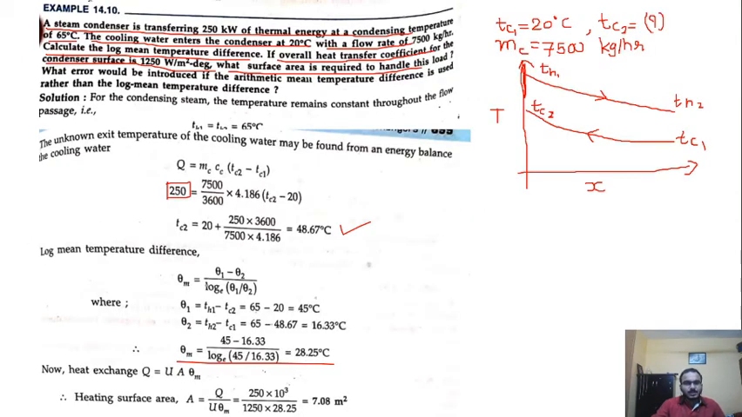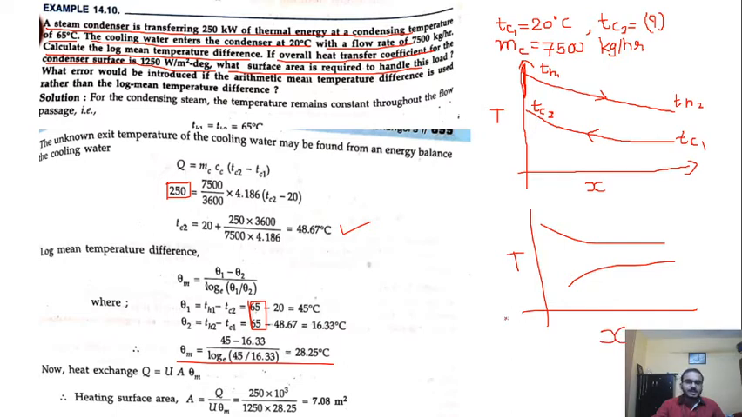So here, if you see, our entire question was based on the steam condenser. So this 65 degrees Celsius was remaining constant. So even if we do the same calculation for the parallel flow arrangement, the results would be the same for condensing or evaporating arrangement.